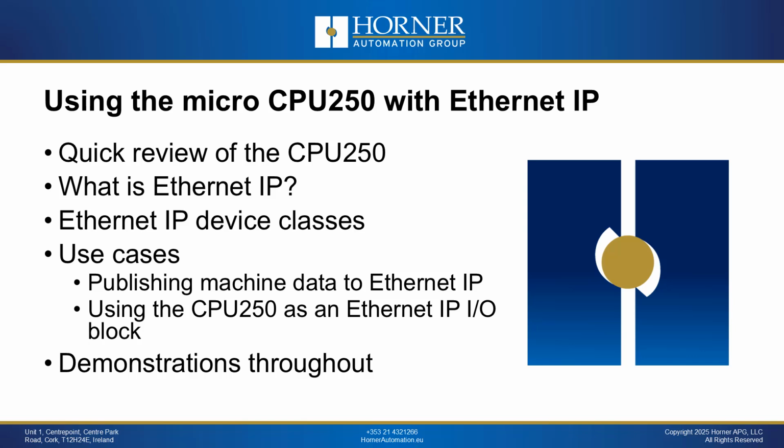We are going to go through the use cases where you are using the CPU 250 as your main machine controller and you want to be able to publish data both directions over Ethernet IP. And then the second use case we are going to talk about is using the CPU 250 as a very advanced Ethernet IP I/O block, and there will be demonstrations throughout, and we will finish with a Q&A session.